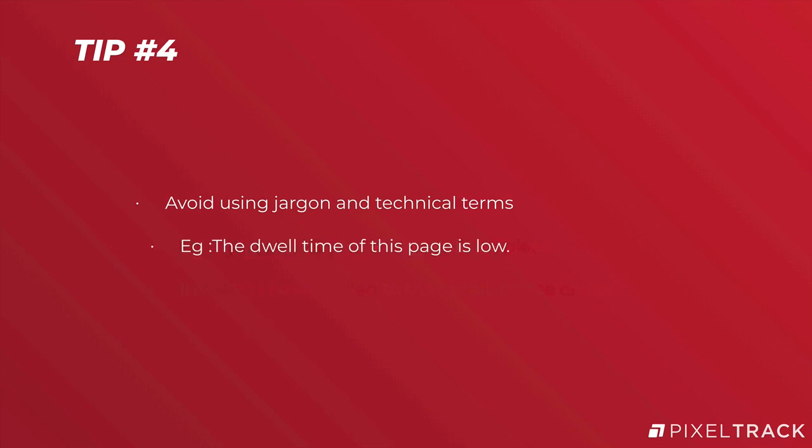The more you explain them, the more readers you'll reach out to. Say for example, the dwell time of this page is low. Instead of saying dwell time, you can just say the time spent by users on this page is low. Again, this is kind of making the sentence longer, but what I'm trying to say is, should you be trying to confuse the user or convince the user?